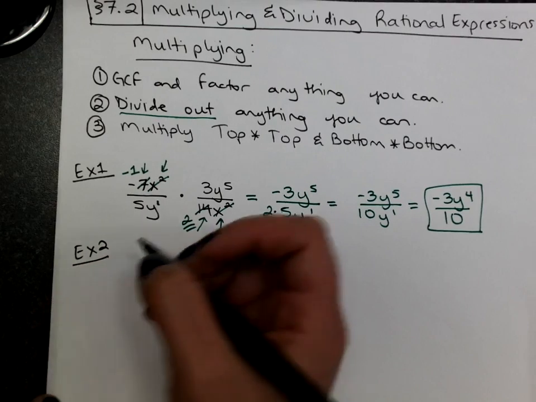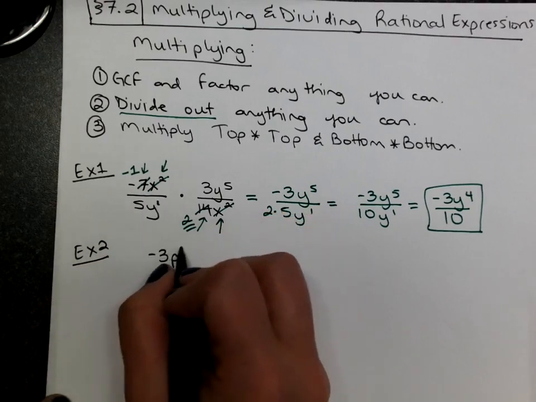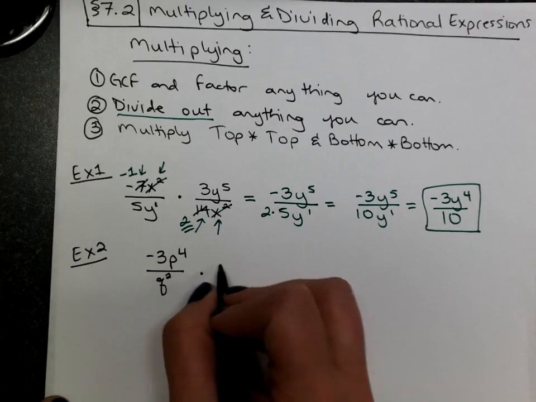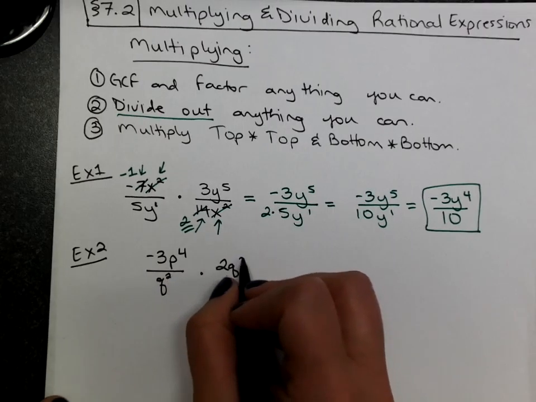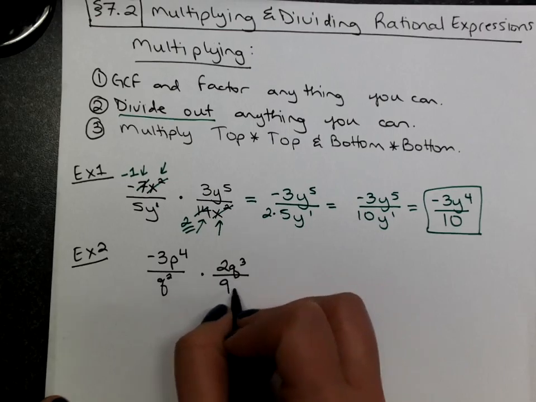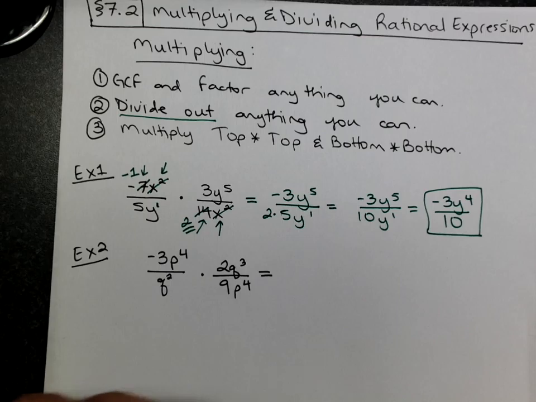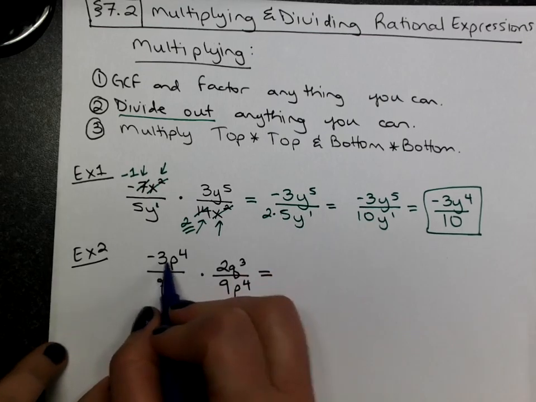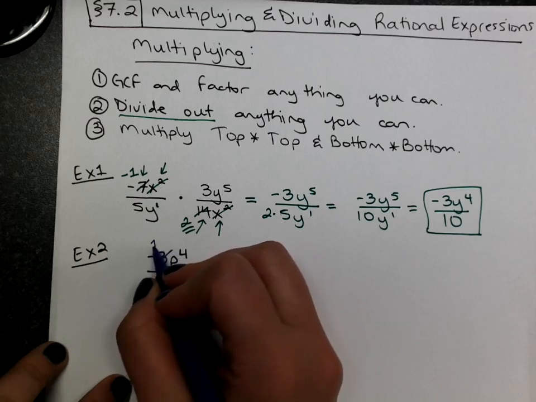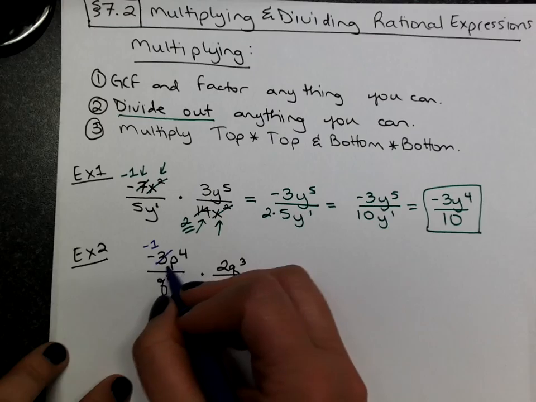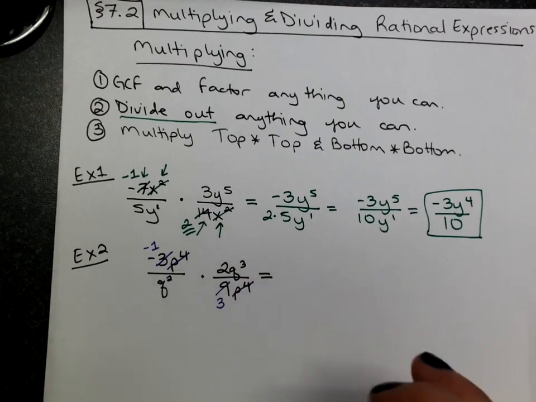Example 2. If we have negative 3p to the 4th over q squared times 2q to the 3rd over 9p to the 4th. And if you'd like to pause the video and try this one, you're more than welcome to. Here we've got a 3 and a 9. That's going to become a 1, still negative. That's going to become a 3. We've got p to the 4th and p to the 4th. Those divide off.